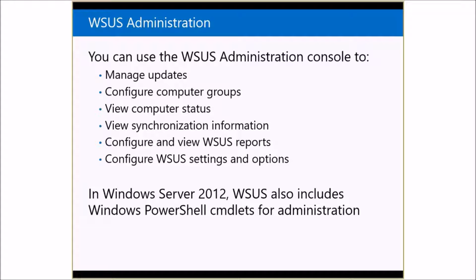When we're talking about synchronization information, it's synchronization information to the Microsoft updates. Did it download updates? Did it download them successfully? When was it downloaded? Okay. We can configure and view WSUS reports, and those reports will show us which computers have been updated, which computers were not updated, and so forth. And we can also use this console to configure WSUS settings and options.